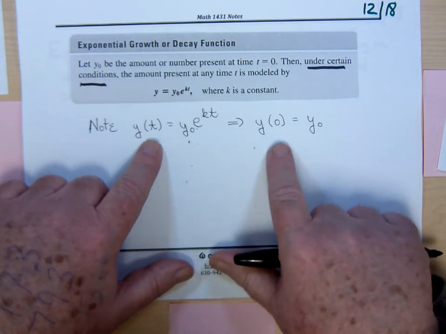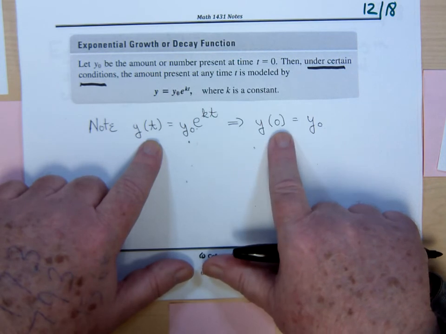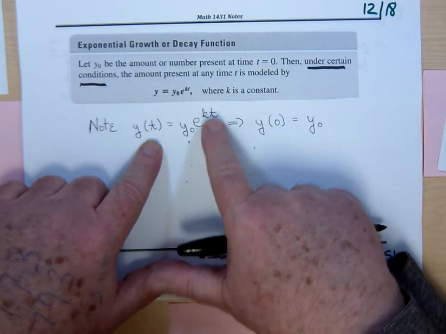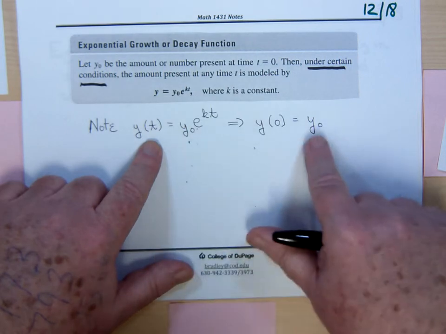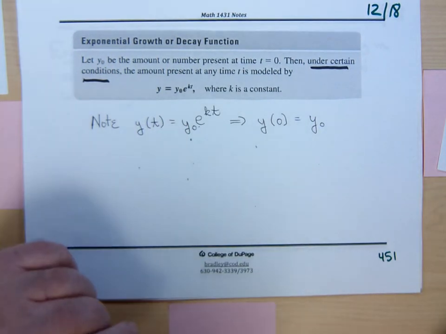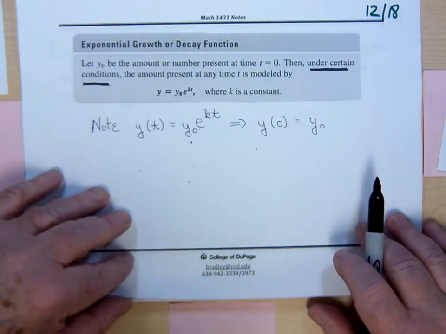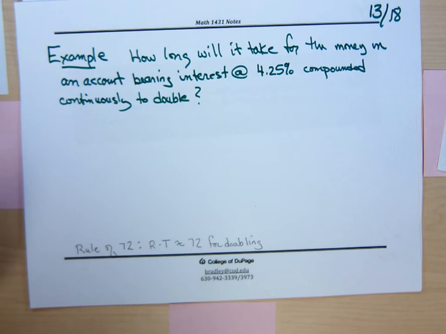And notice that when we put t equals 0 into y, we're going to get y0 times e to the 0. But e to the 0 is 1, so we just get y0. That's kind of an important consideration as we go through. Let's do an example of this exponential growth. And actually, this is going to be a finance example.